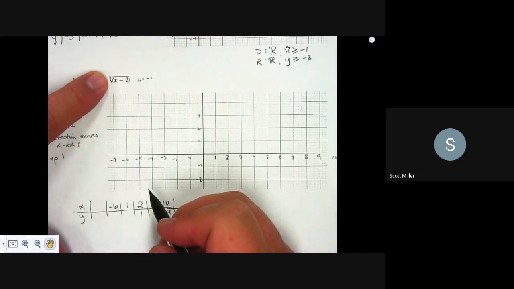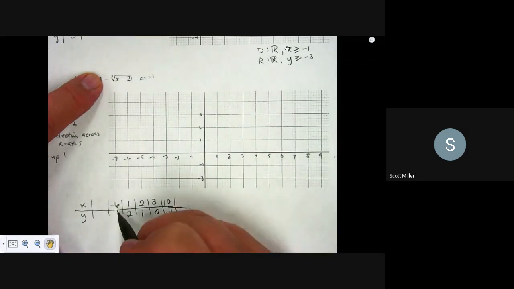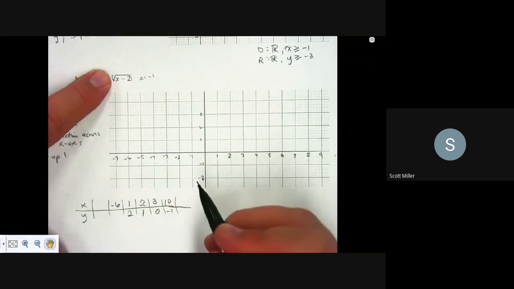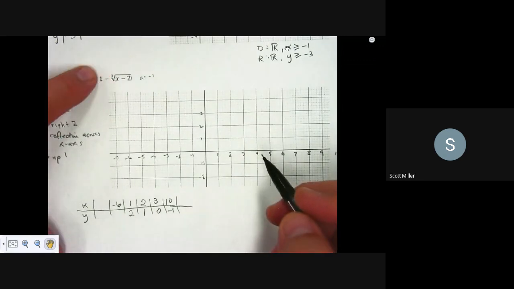If I plug in a 1, I'll get -1. The cube root of -1 is -1. 1 minus a -1, 2. Plug in the -6, this becomes -8 inside. The cube root of -8 is -2. And so 1 minus a -2 is 3.